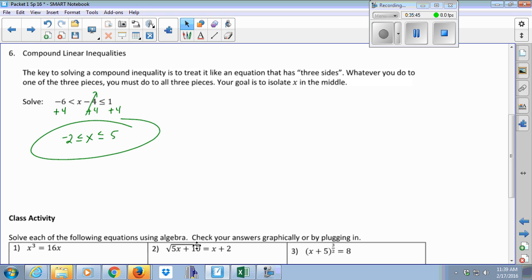All right, so you have lots of equations to solve for class activities.